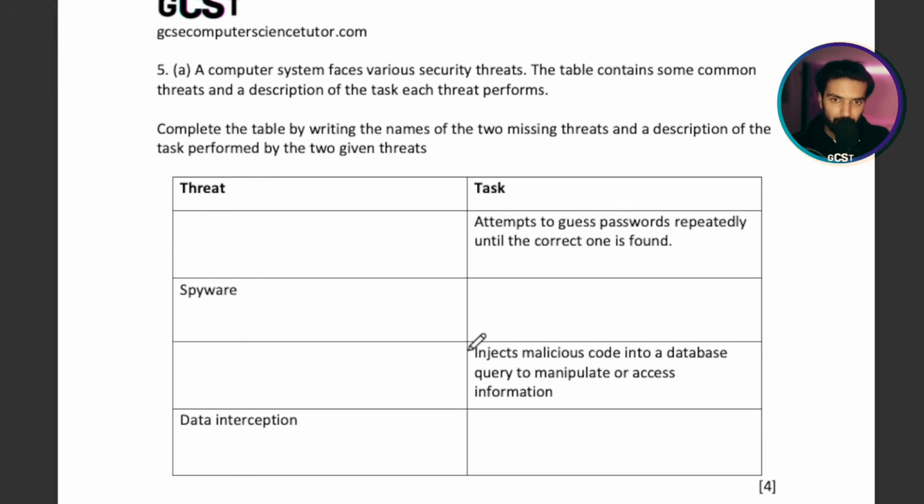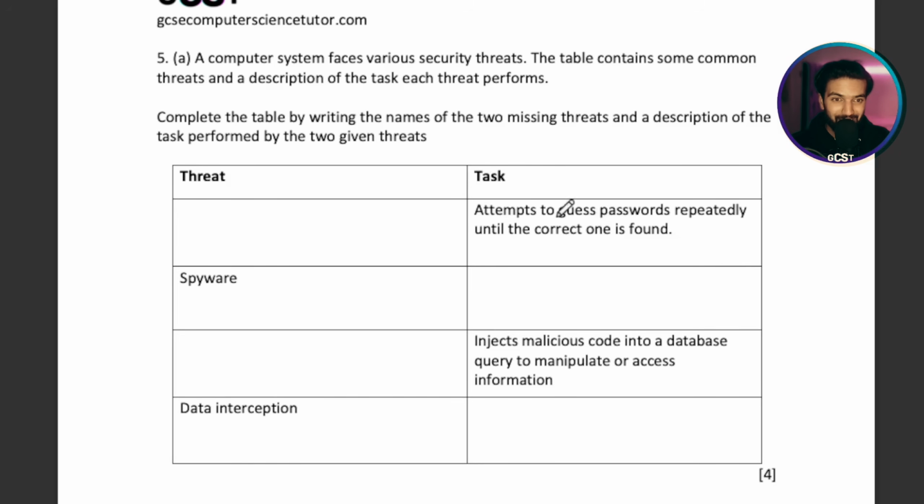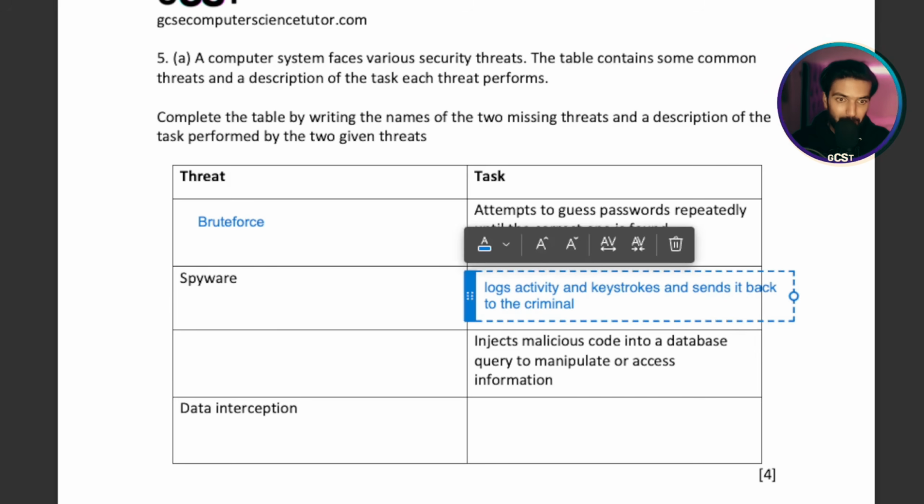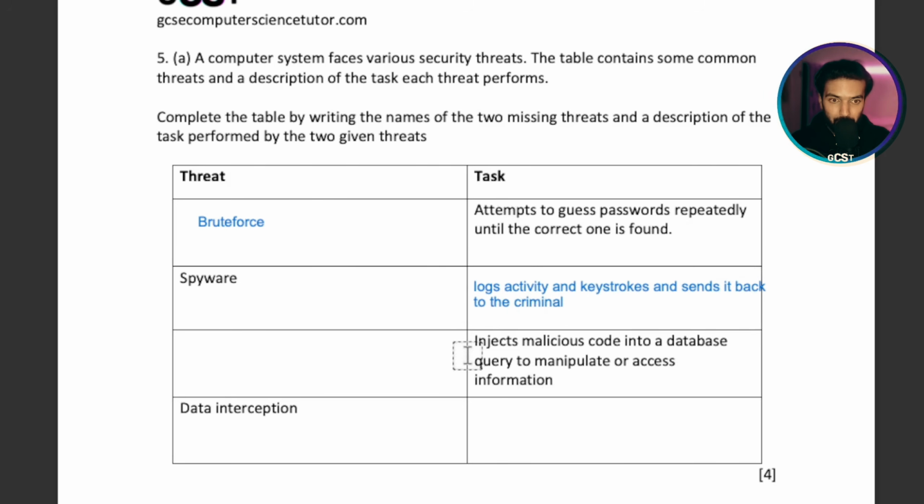Alright, on to question 5. A computer system faces various security threats, so we need to complete this table. The first task is attempts to guess passwords repeatedly until the correct one is found. That's brute force. Spyware, as the name suggests, is someone spying, so logs activities and keystrokes and sends it back to the criminal. Injects malicious code into a database query to manipulate or access information.